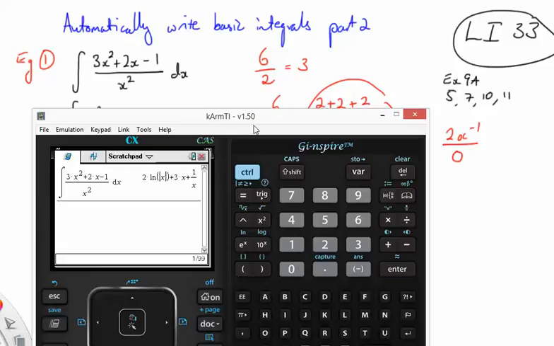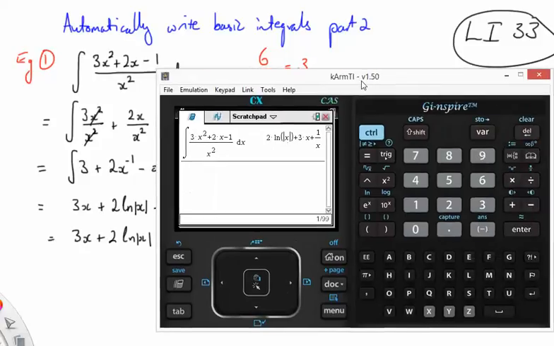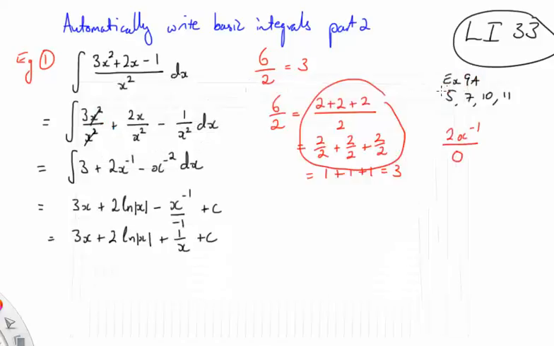Let's see how we did. 2 natural log of x plus 3x plus 1 on x. And it leaves out the plus c because the calculator gives you an antiderivative. This is the antiderivative plus a constant. So I've gone through that before. Beautiful, that's correct. That's one example down. Let's have a look at another one.